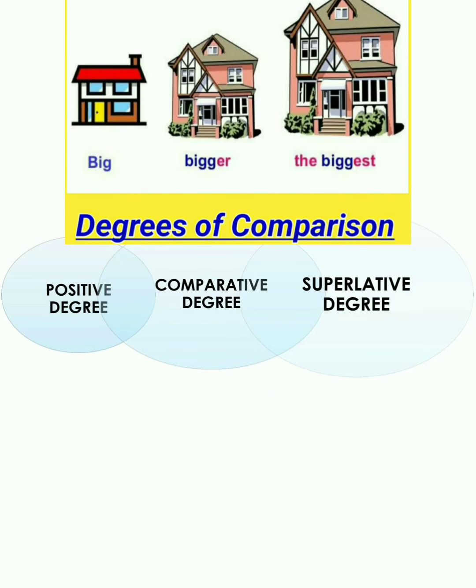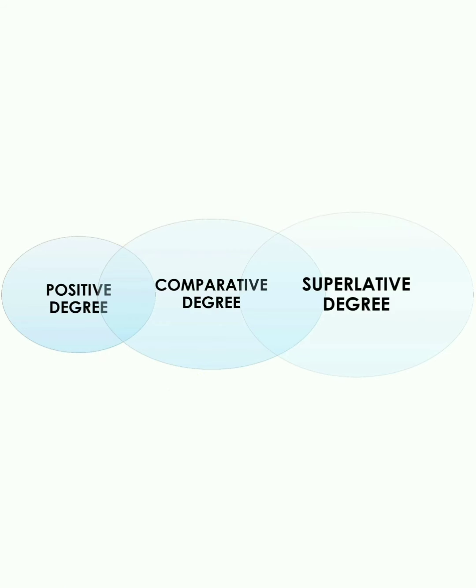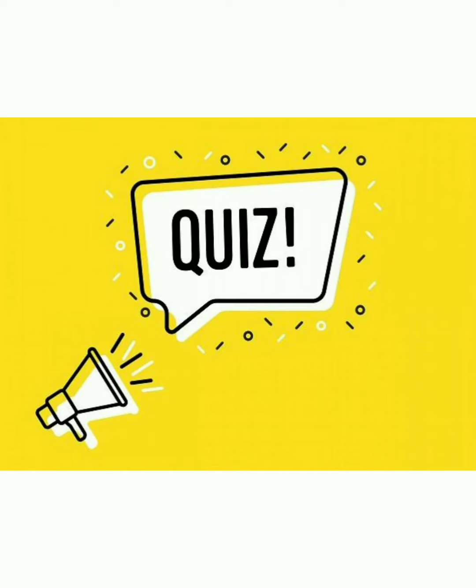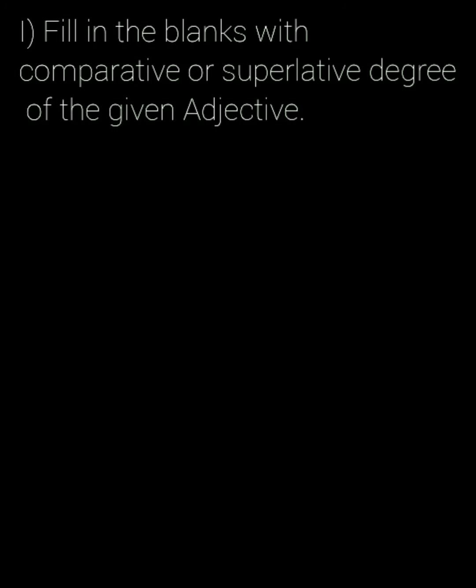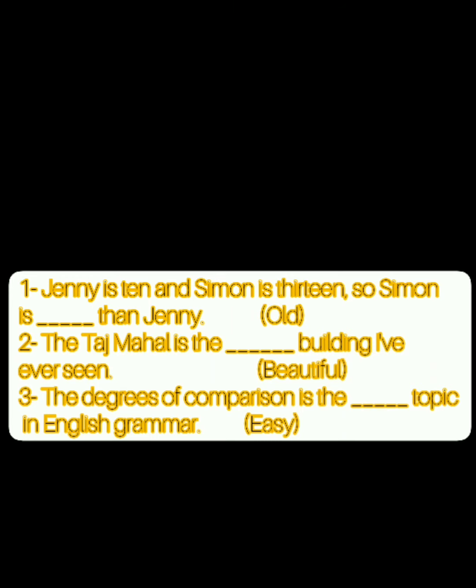So, in today's class, we have learnt about the three degrees of comparison, that is, positive, comparative, and superlative degrees of comparison, and we also learnt its usage. Without any delay, let's go to the quiz. All the best, students. I will present before you an adjective. You have to complete the gap in the sentence with a comparative or superlative degree. Make sure you pause your screen while you write your answers. Once you are done, you may resume playing the video.